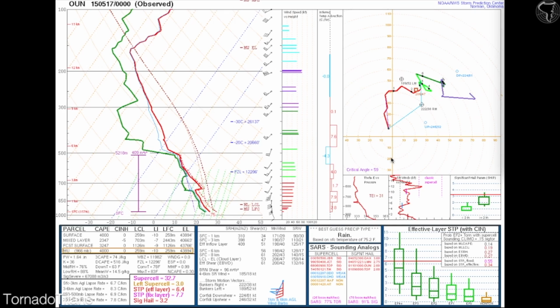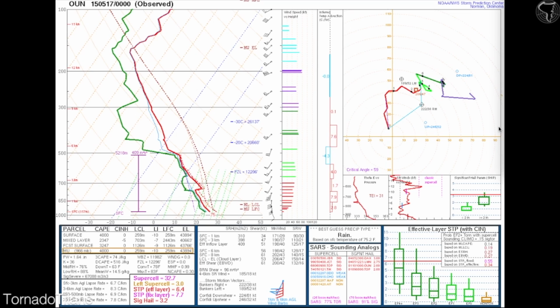Another parameter that we're not looking at on this one is the effective bulk shear. I look at this all the time on mesoanalysis. I'm a big fan of this one. It's basically the most unstable parcel lifted upwards 40 to 60% to the equilibrium level. So basically the most unstable parcel up to somewhere around this point, and that is then your effective bulk shear, where it's taken into account.